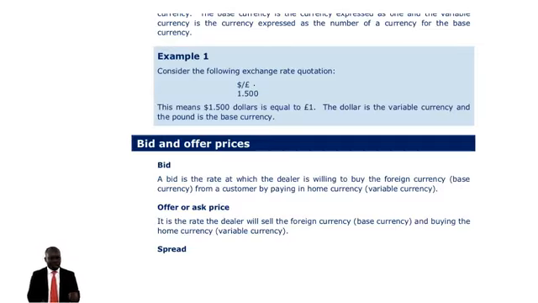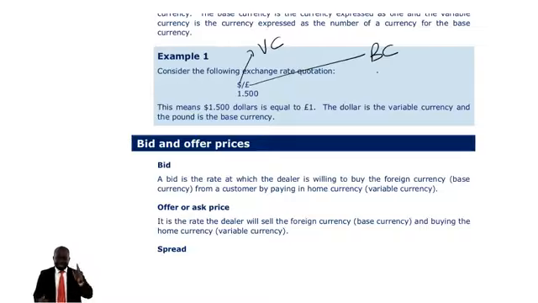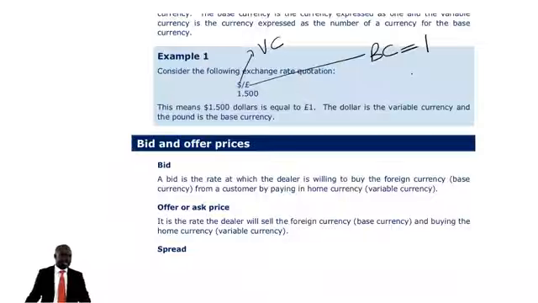So when I quote $/£ as 1.5, what have I told you? I've told you that the first currency sign there is the variable currency, and the second sign after the slash is the base currency. The base currency should always be 1. The variable currency is what is likely to fluctuate, and it is the first currency. So $/£ 1.5 means $1.5 is equal to £1.